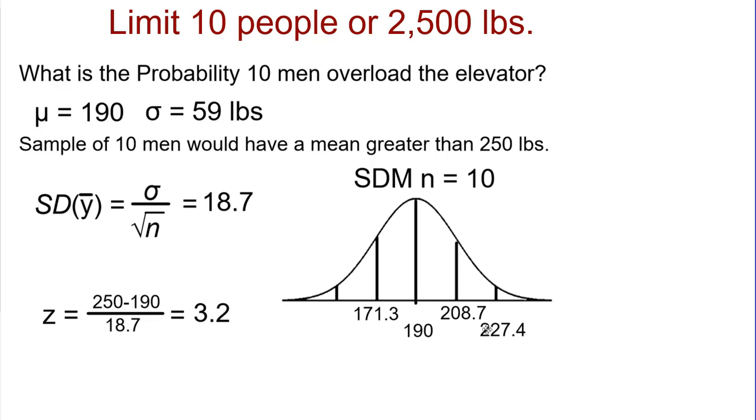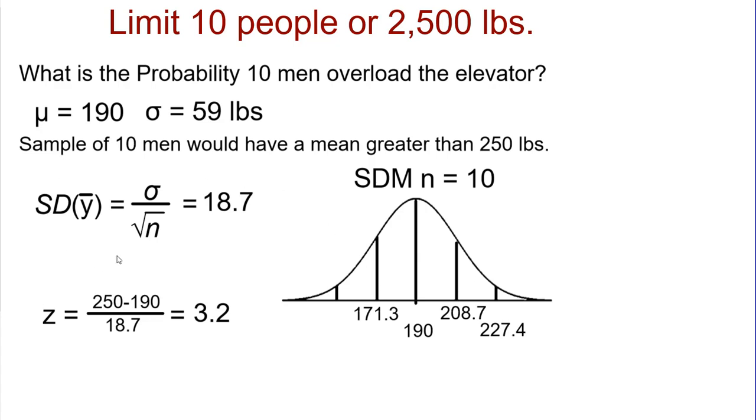So for the sample of 10, on average, we would expect most of them to be close to 190, or the most common one would be an average of 190 pounds. And then the next question is, how far is the spread to the next standard deviation going up and down?